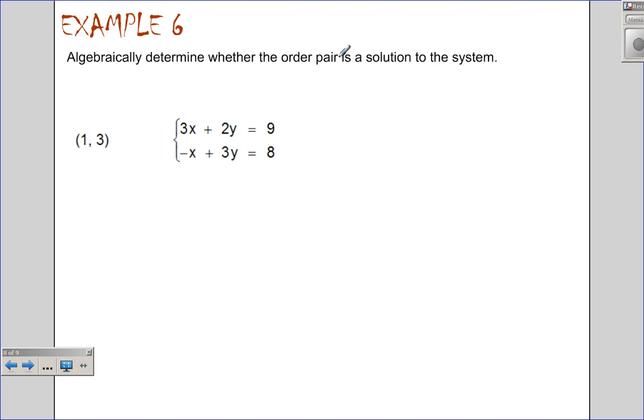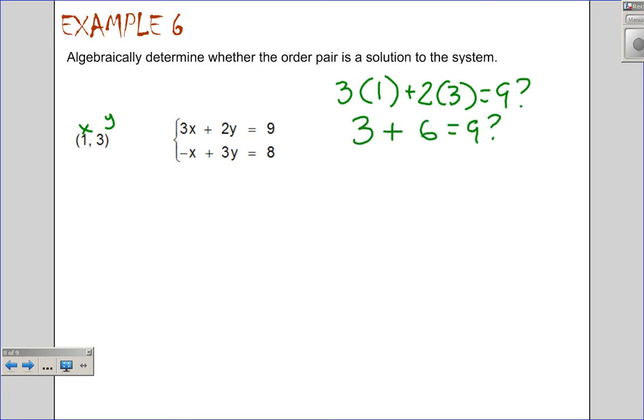So I want to determine whether this ordered pair is a solution to the system. So why don't you try this one on your own and check in with me in just a moment. Alright, let's take a look. So I have my x and my y value here. I'm going to plug these into the first one and see what happens. So I have 3 times 1 plus 2 times 3. And I want to know, does that equal 9? Well, 3 plus 6, does that equal 9? 9 equals 9. So I'm happy after the first one.